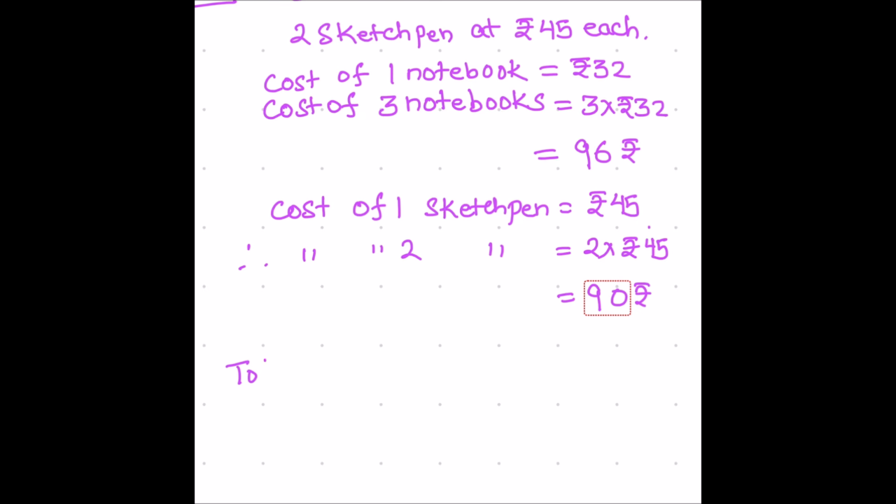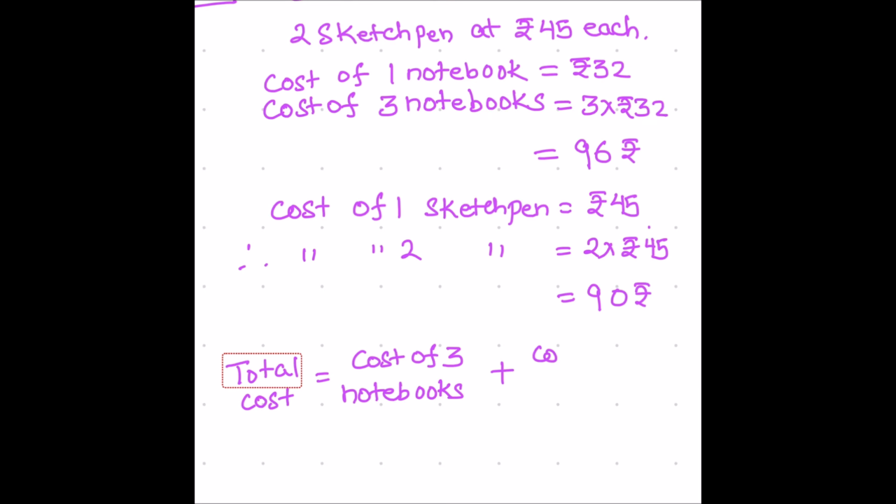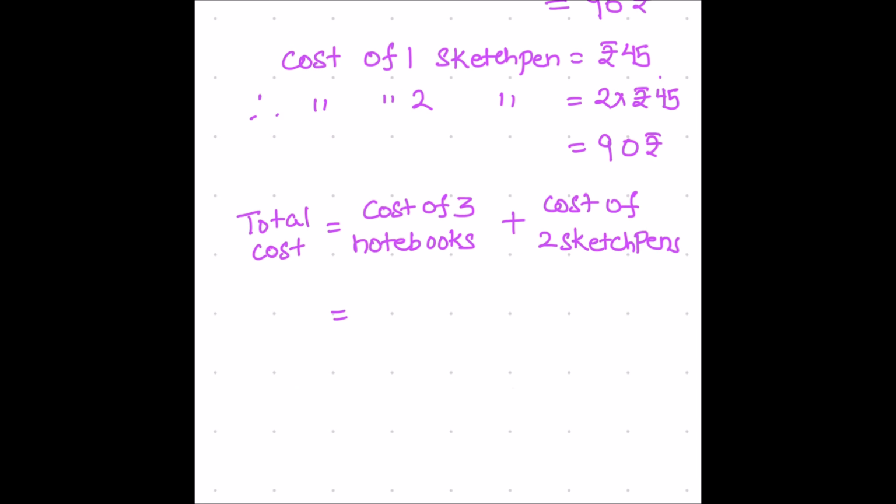So total cost will be cost of 3 notebooks plus cost of 2 sketch pens. So 3 notebooks is rupees 96 plus 2 sketch pens is rupees 90. Let's add the two numbers. 90 plus 96. So 6 plus 0 is 6. 9 plus 9 is 18. So that's rupees 186.